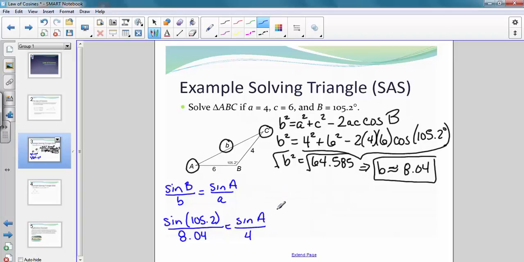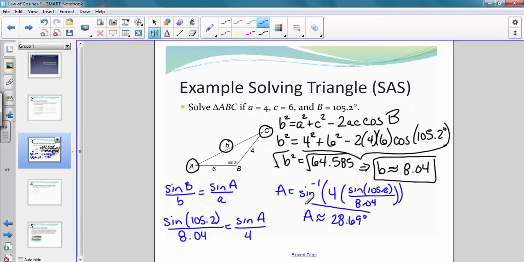Solving for our angle A, we get the angle A is equal to the sine inverse of 4 times the sine of 105.2 over 8.04. And putting that into my calculator, that gives me A is approximately 28.69 degrees.